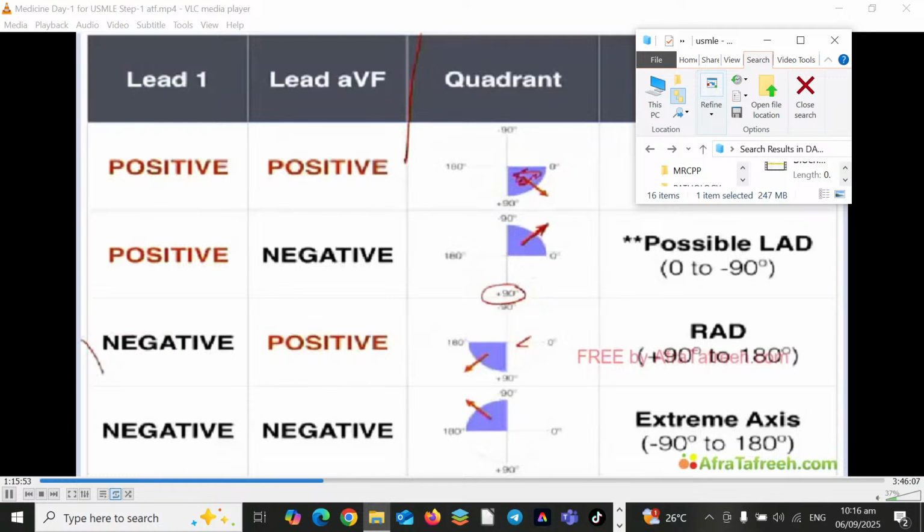When you say AVF is negative, that means the angle is going upwards. The direction is upwards. It is in minus degrees. It is not in plus. If you say lead 1 is positive, that means it is on the left side. If you say lead 1 is negative, then we say it is on the right side. Is this clear now?